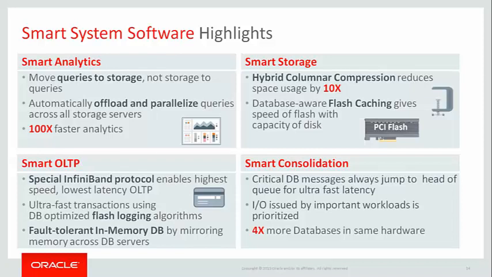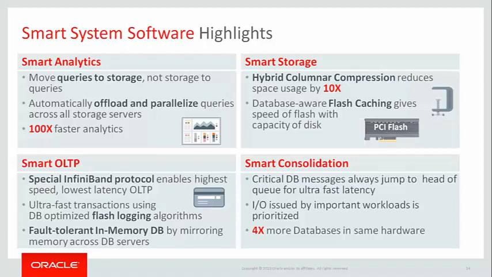So you already have a mirror in place. On the smart storage side, Exadata hybrid columnar compression reduces the space usage by about 10 times. And the database-aware flash caching gives you the speed of flash with the capacity of disk.